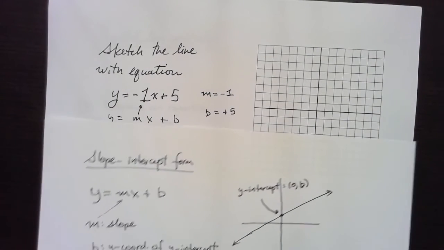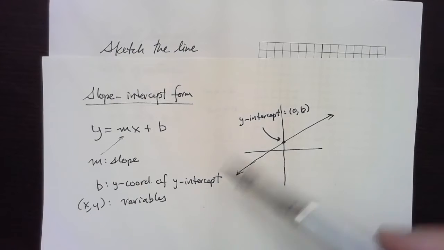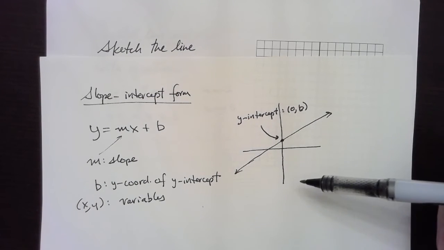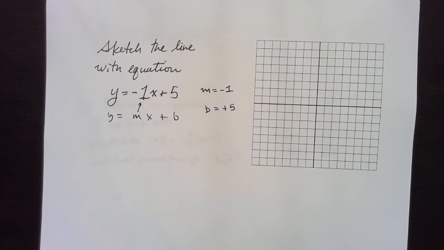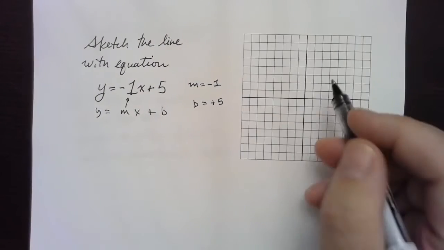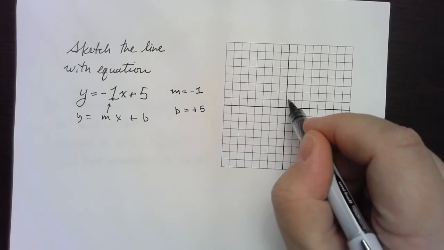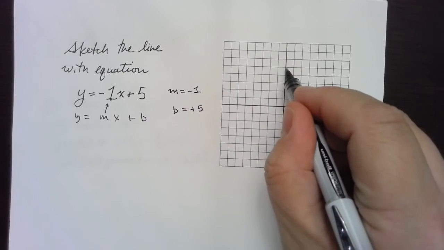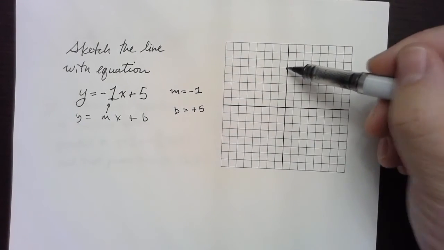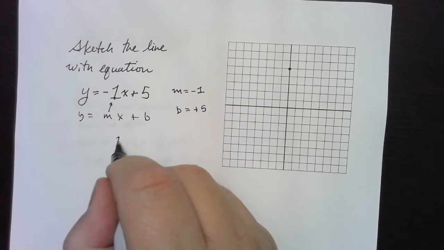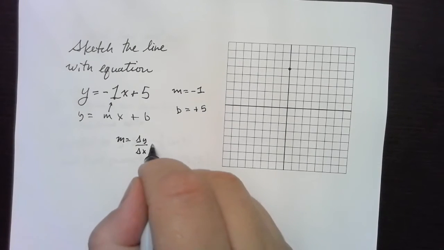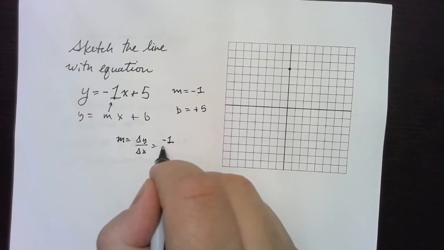So remember, b is the y-coordinate of where the line hits the y-axis. That's what's known as the y-intercept. Once you know this information, this proceeds very much like the previous example. I start with the point that I know is on the line. Since the y-intercept is 5, that point must be on the line. That's 0, 5 up here. And then the slope I'll write as a fraction. Since it's just minus 1, I'll put it over 1.